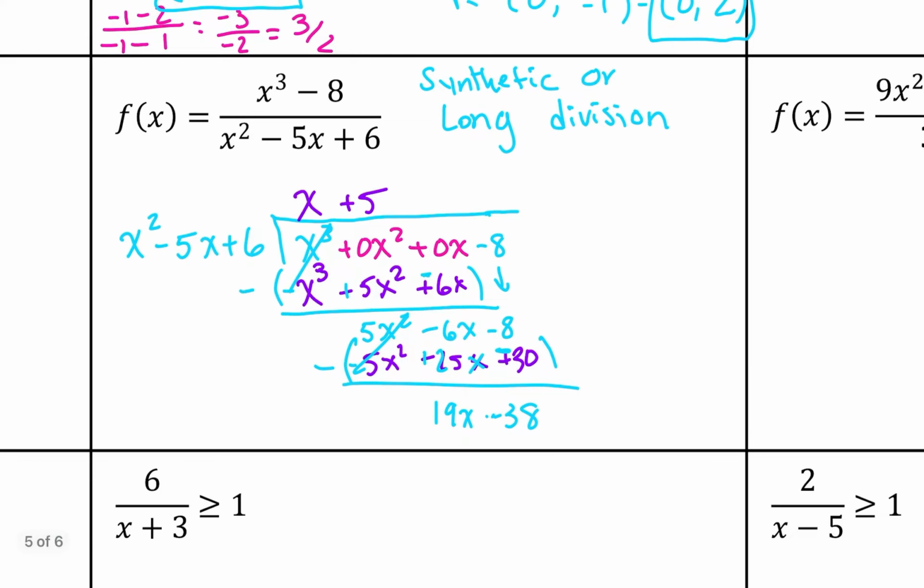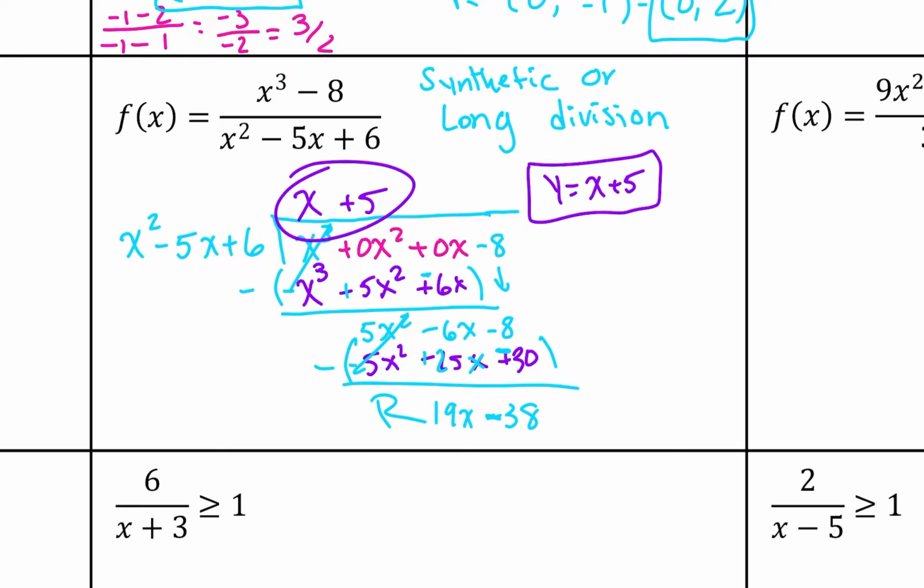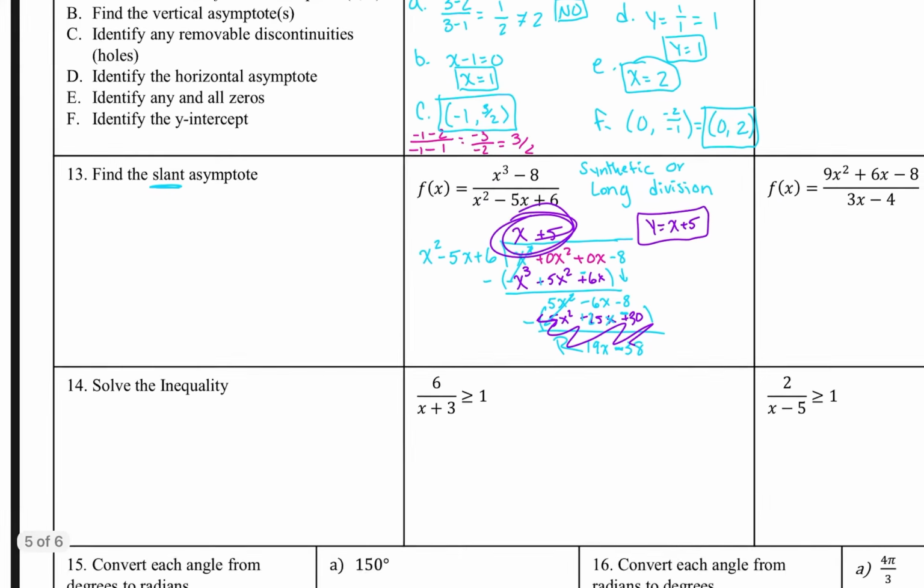To be honest with you, we don't really even care about that though, because this remainder right here is irrelevant. All we care about for our answer is whatever we got right here. In this case, the slant asymptote is y equals x plus 5. In fact, when you're doing these problems, as soon as you get to this step, you could stop. You didn't really need to do any of this here because we're not going to worry about the remainder when it comes to slant asymptotes.